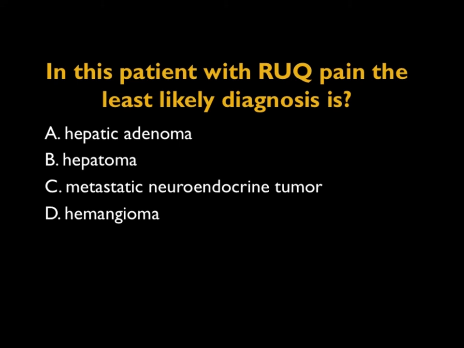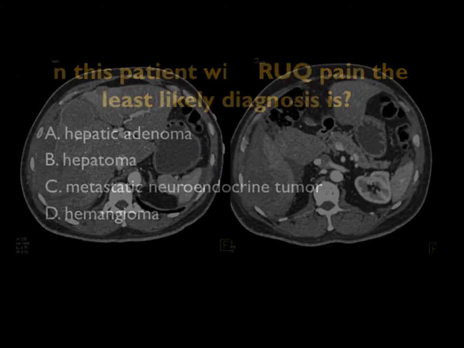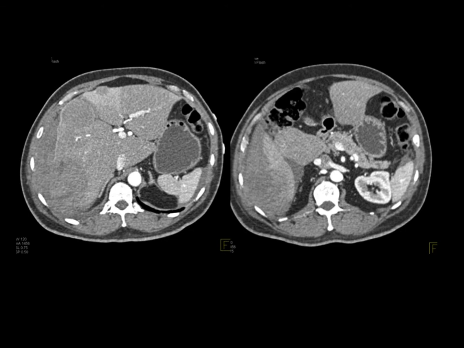Right upper quadrant pain. What's the least likely diagnosis? Well, what you see is a mass in the liver that bled. If you asked me the most likely diagnosis, I would have said hepatic adenoma. I would have considered hepatoma as well. This patient actually had a neuroendocrine tumor, and this was metastatic, and this actually spontaneously bled. So primary tumors and metastatic tumors can bleed.